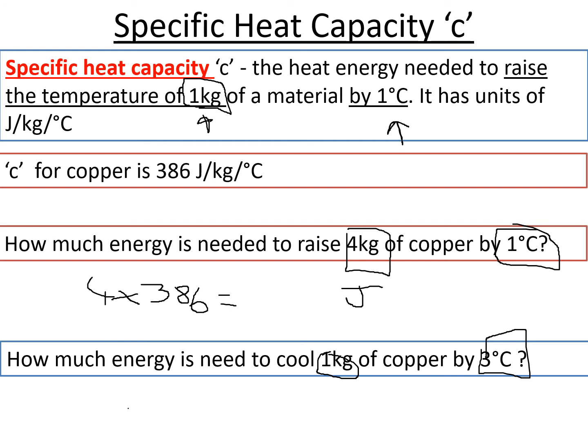Again, we have to multiply by 3. So it's 3 times 386, and remember, it is in joules. But in this case, the energy isn't taken in, it's actually being given out by the copper metal. Okay, so hopefully that gives you a wee bit of understanding with specific capacity. If not, don't worry about it. We will look at an equation which makes this a lot easier to do.